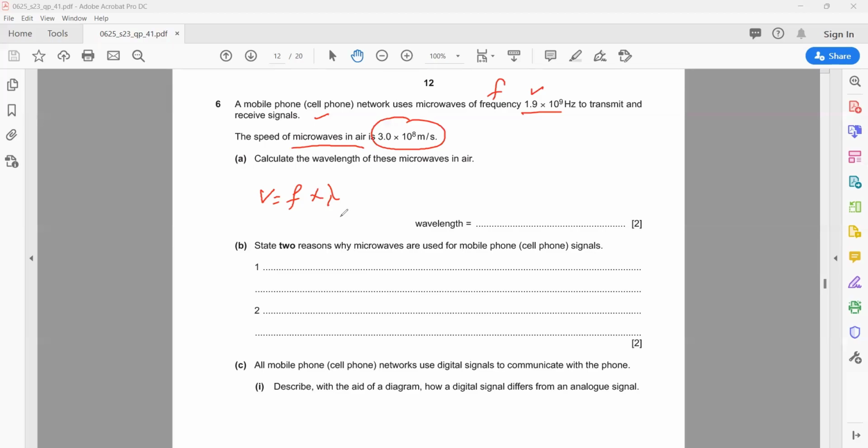So here you need the wavelength. So wavelength will be speed over frequency. What is the speed? 3.0 × 10^8 meters per second, divided by the frequency, 1.9 × 10^9. So when you solve it, what will you get? Please can you check?